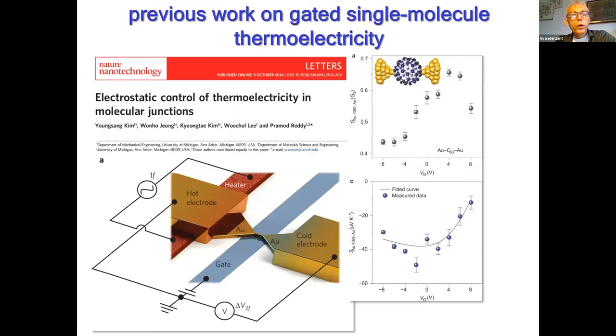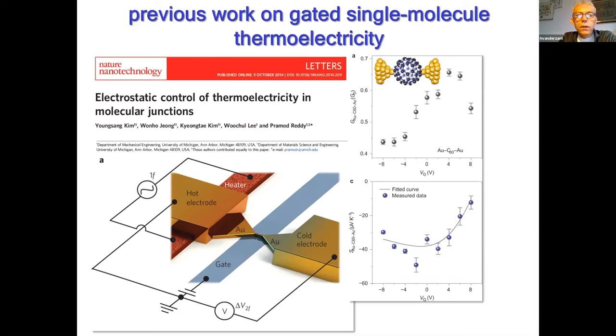So this has been shown before, and I show you here two examples. This is one of them, where people used the gate. You have a hot electrode on the left-hand side with a heater. And there, in the right bottom, you see the Seebeck coefficient as a function of the gate voltage. There is a dependence of the Seebeck coefficient, but you don't see the peak-like up-down structure that you expect near the resonance of the molecule. In this case, it was C60. I think it should have been there, but maybe the measurements were not accurate enough to really capture that behavior.